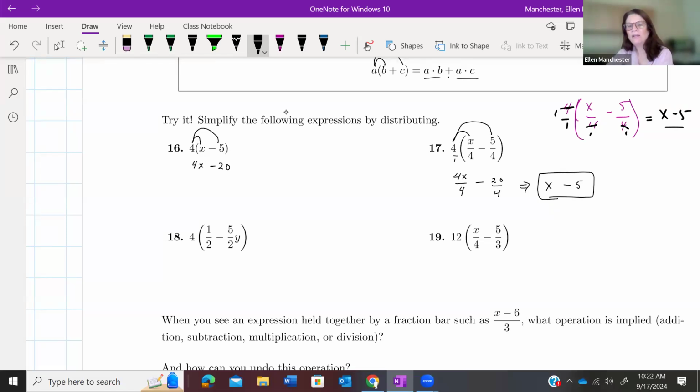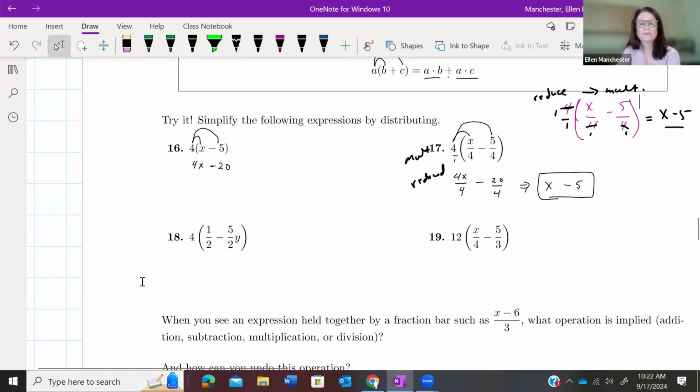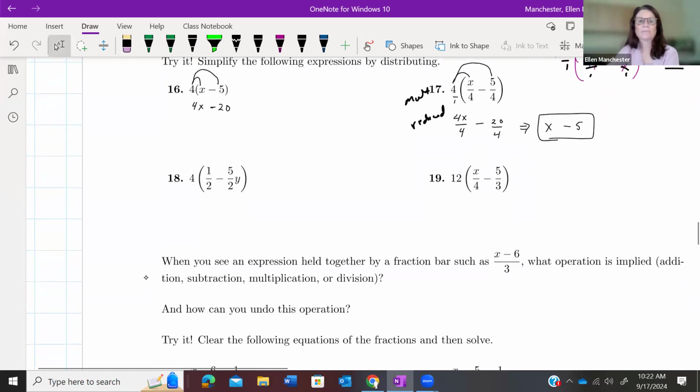So the difference is here, this first one, I multiplied and then reduced. Here, I reduced, then multiplied. So it does not matter which order you do it. Just know that when you reduce first, you deal with smaller numbers. Okay? So for instance, over here, number 18.